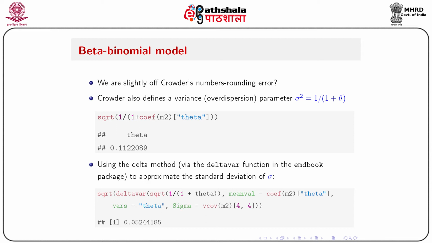Using the delta method via the deltavar function in the emdbook package to approximate the standard deviation of sigma. Say sqrt(deltavar(sqrt(1/(1+theta)), meanval equals coef(M2)["theta"], vars equals theta, sigma equals vcov(M2)[4,4])), and that will give you the approximation.